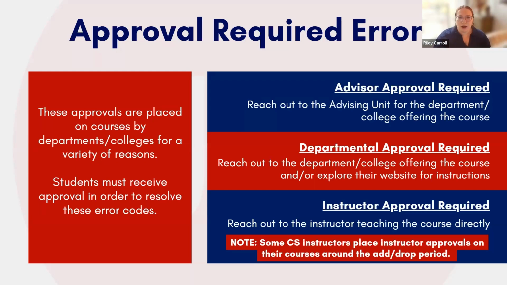The third approval required error code students can run into is instructor approval required. To receive this approval, students must reach out to the instructor teaching the course directly and request that approval.